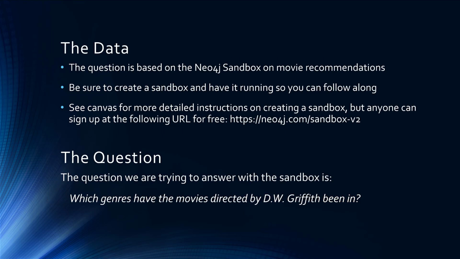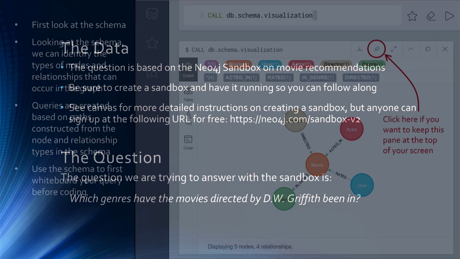The question covered in this video is based on the Neo4j sandbox for movie recommendations. If you have not created a sandbox, please see the instructions in Canvas. If you stumbled upon this video, you too can follow along by creating a free sandbox at the URL shown here. The question we are going to ask of the data in this video is which genres have the movies directed by D.W. Griffith been in?